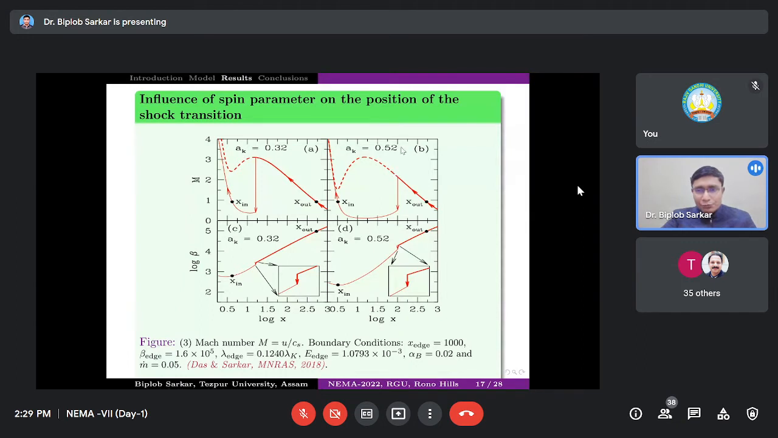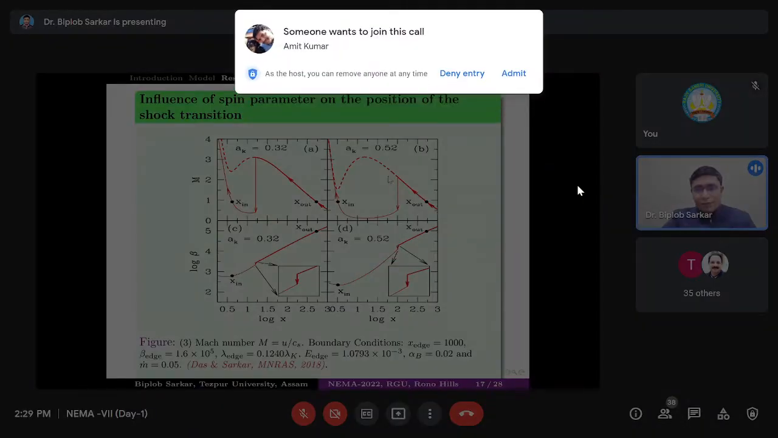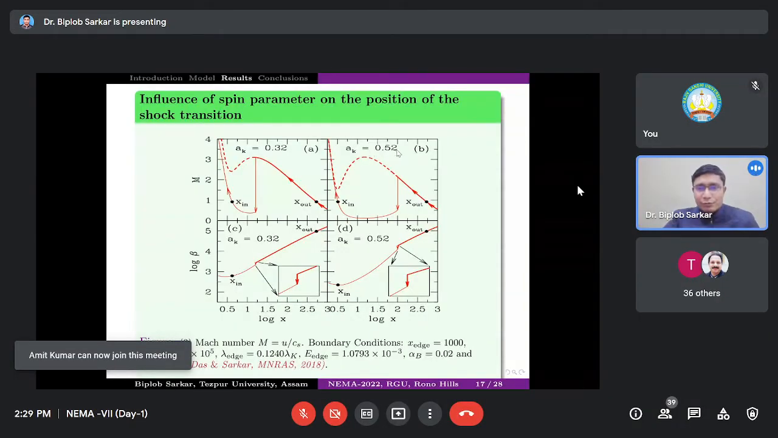Now we come to figure B here. What we have done is keep all the flow parameters fixed at the outer edge, and we have increased the black hole spin parameter to 0.52. So a equals 0.52 refers to a moderately rotating black hole. In this case, when the flow is injected with the same boundary conditions, we find that the position of the shock is shifted away from the black hole horizon.